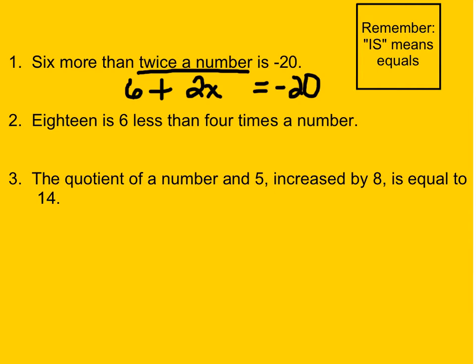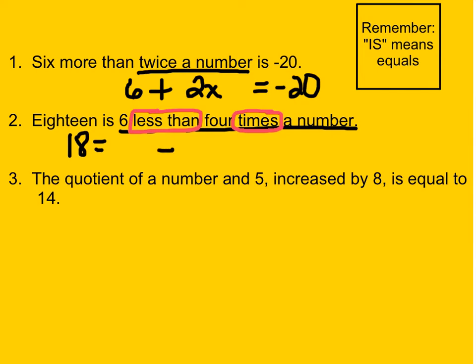Number 2, 18 is 6 less than 4 times a number. So going straight across, if we read this, it says 18 is... Now, 6 less than 4 times a number. We have two operations in this one. We have times, and then we also have the words less than. If you remember, less than does mean subtraction. So we do need to have a subtraction sign here.